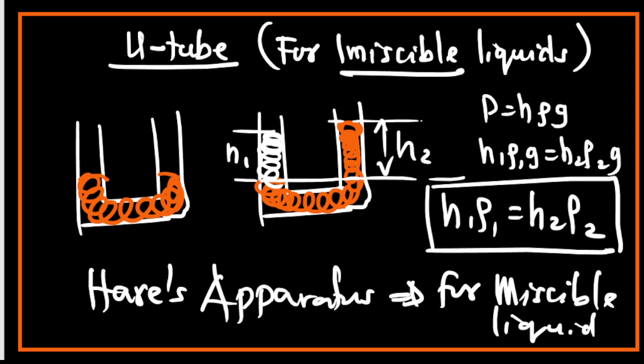Once you are done with that, the next thing is to fill it with a certain liquid, whose relative density is what you are looking for. You keep doing that until you have a height difference. So you record the height H1 at the left hand side and the height H2 at the right hand side. Based on what you can see here, we can then say H1 rho 1 equals H2 rho 2.